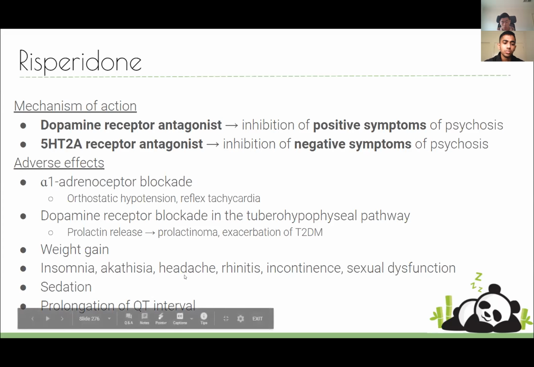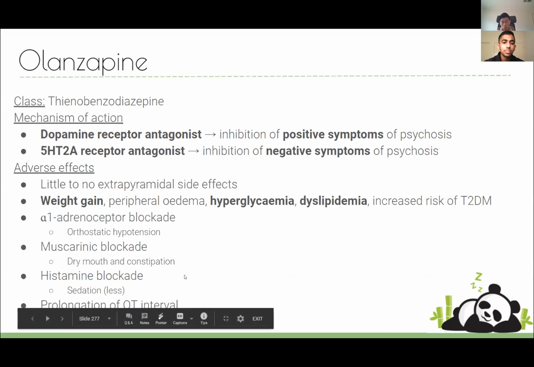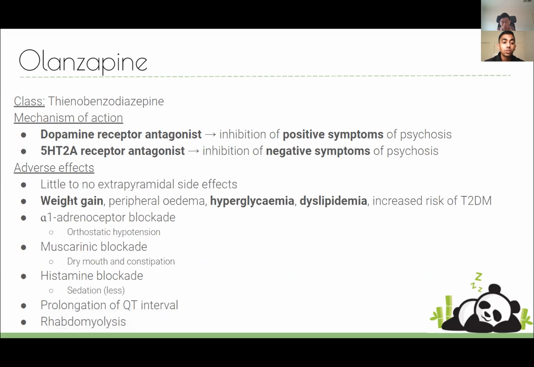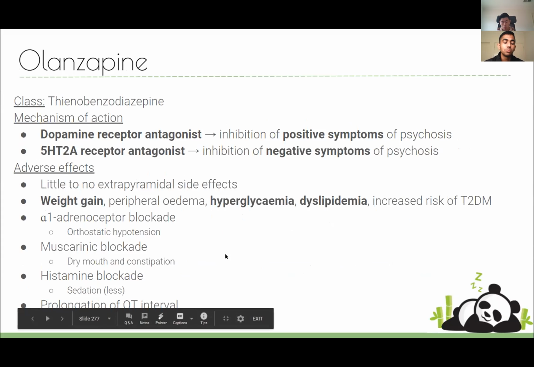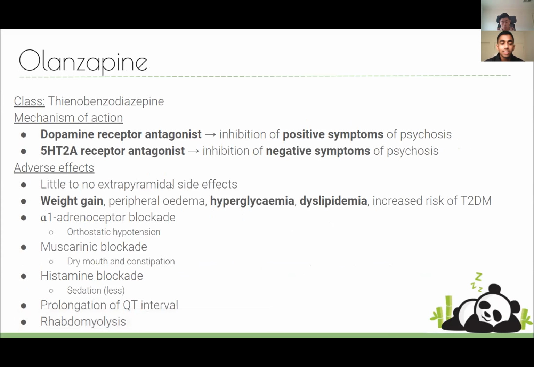And then all these other ones. Olanzapine, same mechanism of action. It's more likely to cause your weight gain, hyperglycemia and your metabolic effects. It can still cause all the other ones, but they are more or less likely. And it almost doesn't cause extrapyramidal side effects at all.